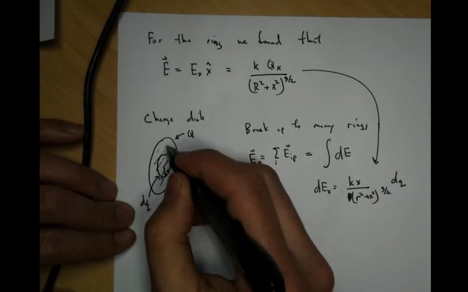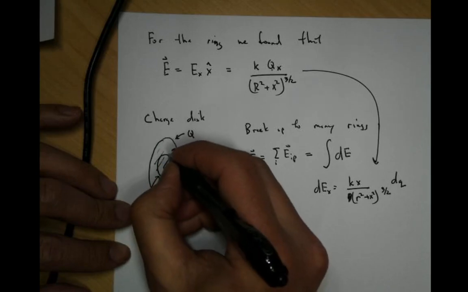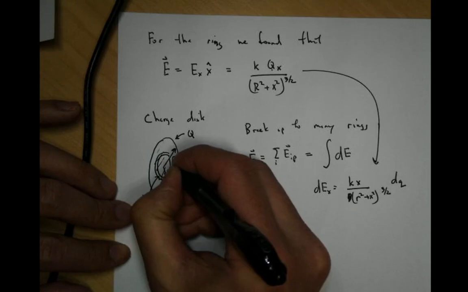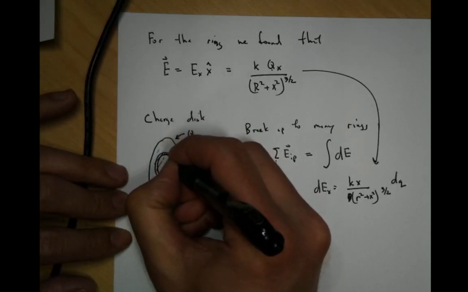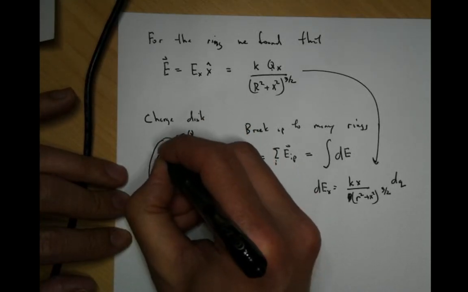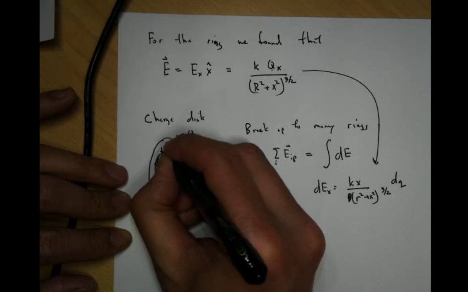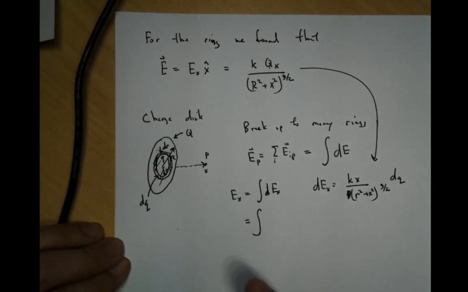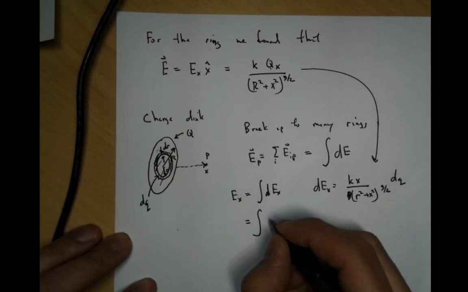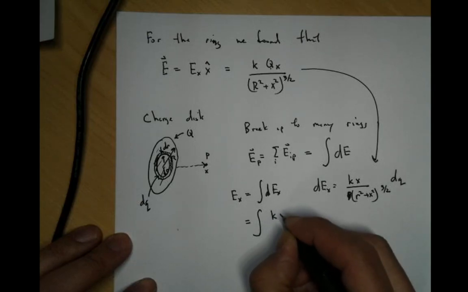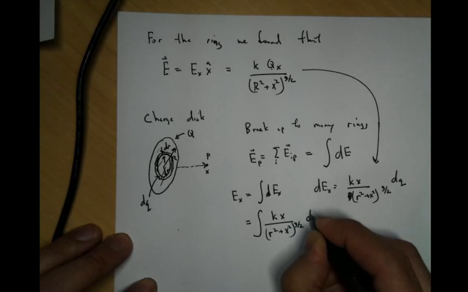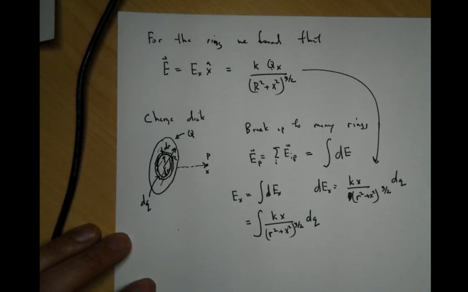So you can imagine this thing is a small ring here. And I'm going to give it a finite but infinitesimally small thickness. That makes up this ring, and this will be something dr here. That will be useful in just a second. So this is going to be equal to basically kx over r squared plus x squared to the 3/2 power dq. So now I have to figure out what dq is going to be.